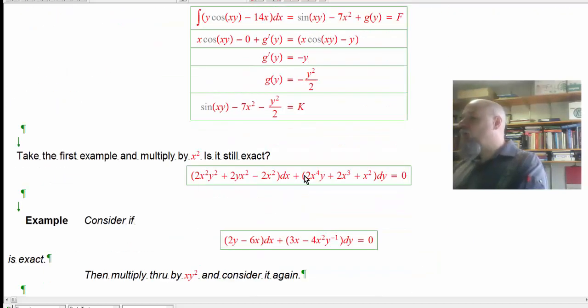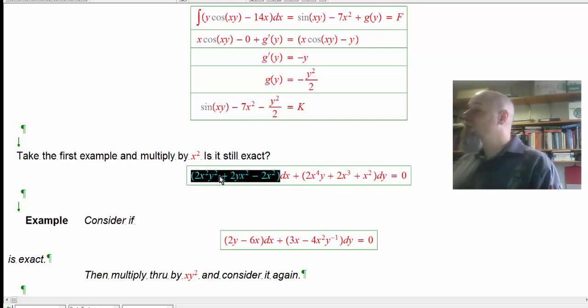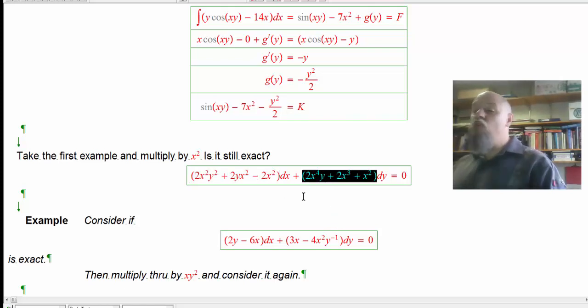If I took that and multiplied through everything by x squared, 0 times x squared, it's still the same problem. But now, is it still exact? No. And I'll leave this up to you to do. Differentiate this bracket with respect to y, differentiate this bracket with respect to x. You don't get the same thing anymore. You should check. So it's not exact.